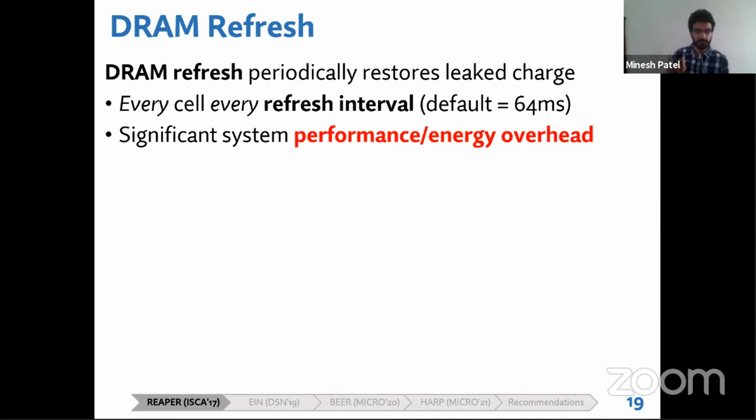And DRAM refresh periodically restores the charge in all DRAM cells. For current devices, every cell is refreshed approximately every 64 or 32 milliseconds. And this is referred to as the refresh interval. And this has significant impact on system performance and energy consumption.